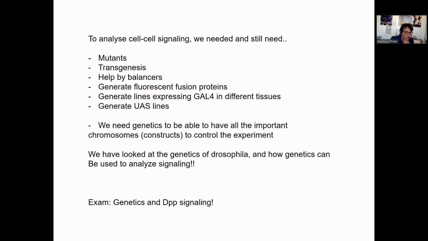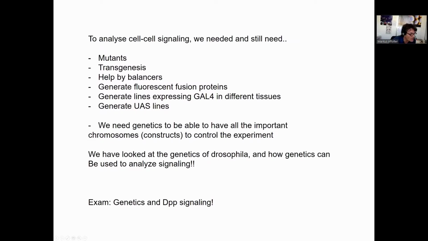So it's much more complicated. The balancers are of fantastic help. And then we have all these dominant markers that we can use to identify chromosomes. And at the end, we also put fluorescent constructs on balancers, so we can see them in the early embryo, not only in the adult via bristles. So I think we have looked at that quite extensively, genetics.